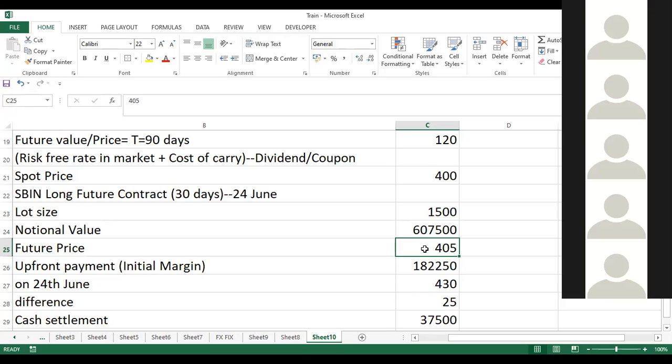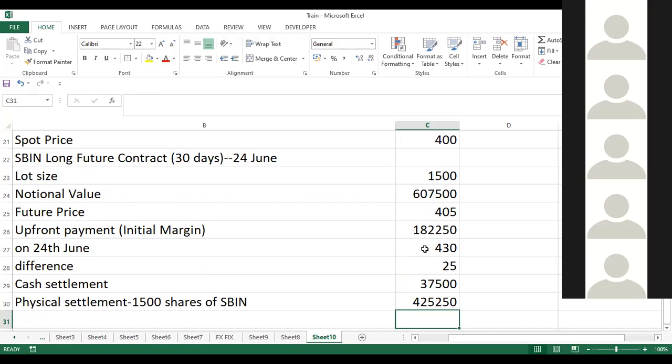So you are making a payment of only 1,82,250 rupees as the initial margin payment, and you take a position in a futures contract. Now on the 24th of June, the same futures contract which you bought at 405 in the beginning now becomes 430. So you can clearly see you're making a profit of 25 rupees on this contract. With cash settlement, you just take an opposite position and close your contract, and you make a profit of 37,500 rupees. That's the cash settlement we discussed.